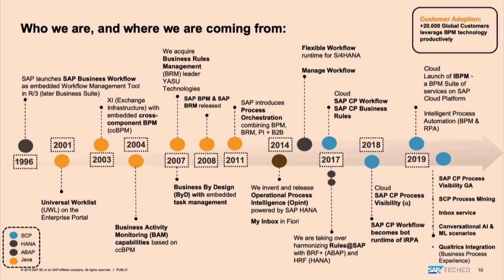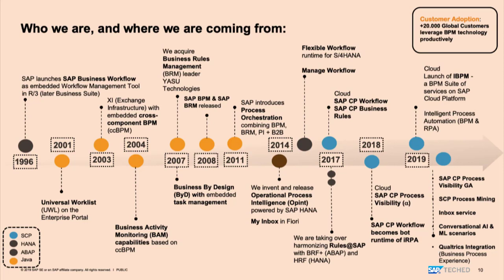And only in 2017, we started actually bringing our services, our offerings into the cloud. We launched the first version of Cloud Platform Workflow and Cloud Platform Business Rules on Neo at that time. And those are meanwhile available on Cloud Foundry. In 2018, we launched the first alpha version of SAP Cloud Platform Process Visibility, which was a similar capability like Operational Process Intelligence, but this time as a cloud offering, again to get process transparency on your operational processes.